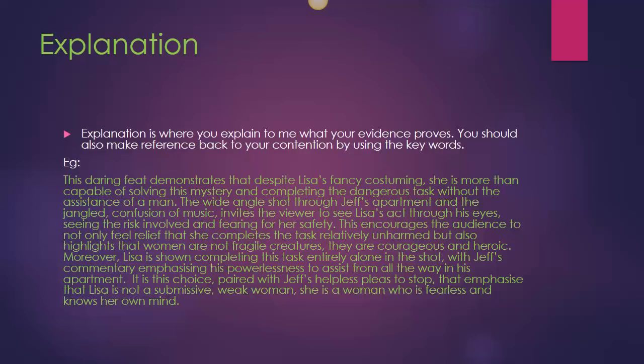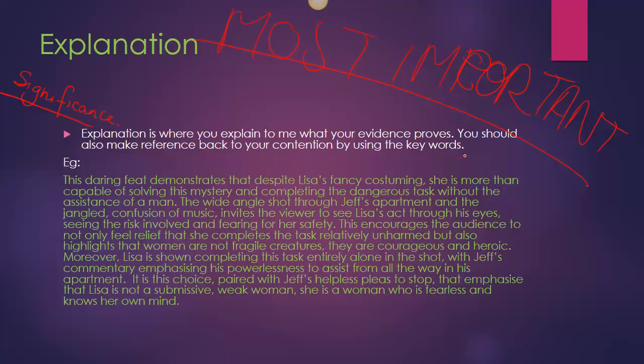So, explanation. Explanation is your most important part. It is where you explain to me what your evidence proves. So it's about the significance. Why are you giving me this evidence? What is significant about it? You should also make reference back to your contention by using the keywords. So your contention keywords should be used in your topic sentence, your explanations, and your link sentences, as well as your intro and your conclusion. These are going to be very important words.